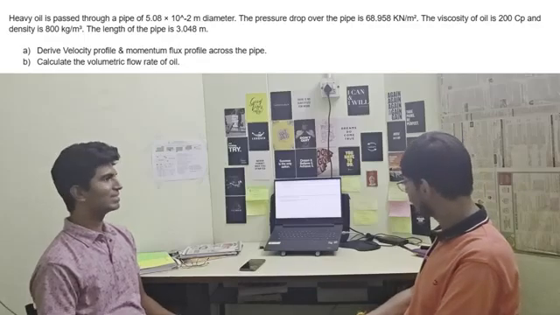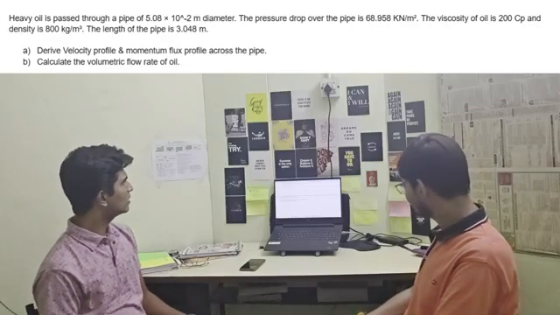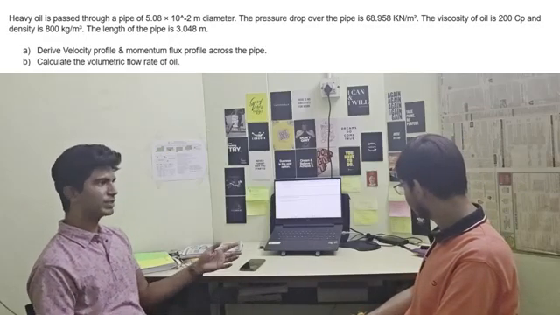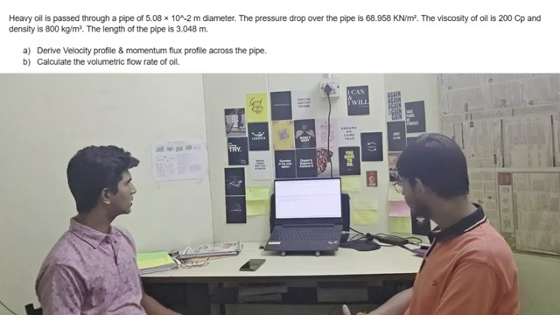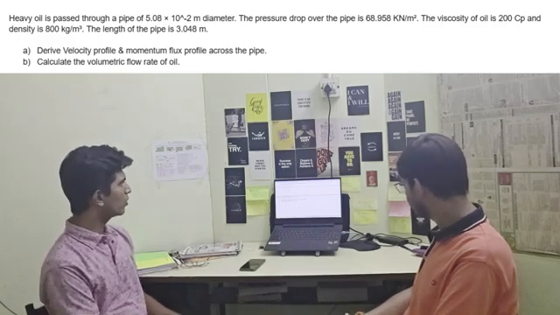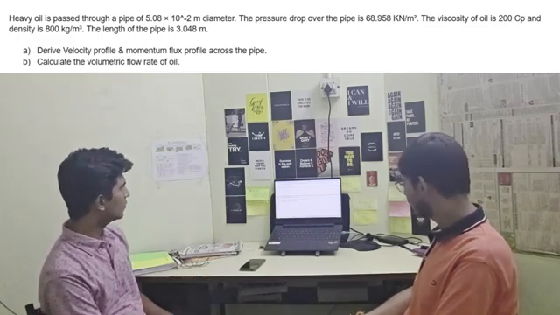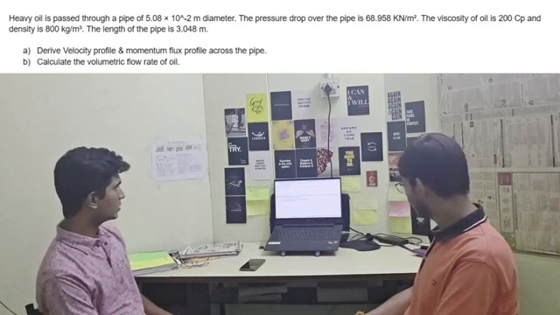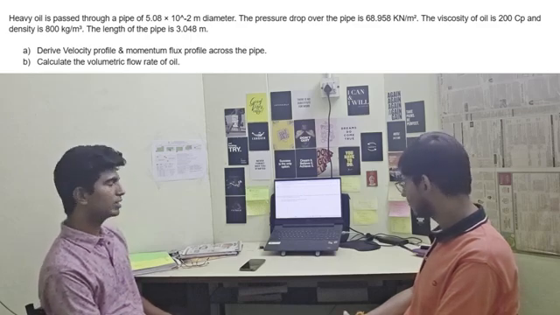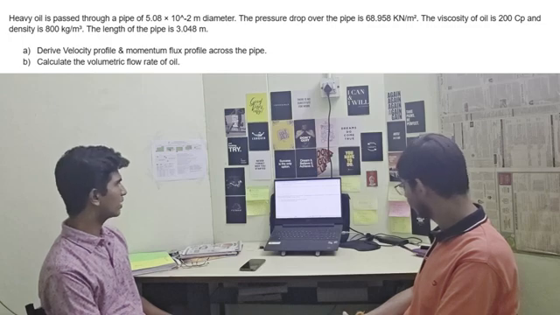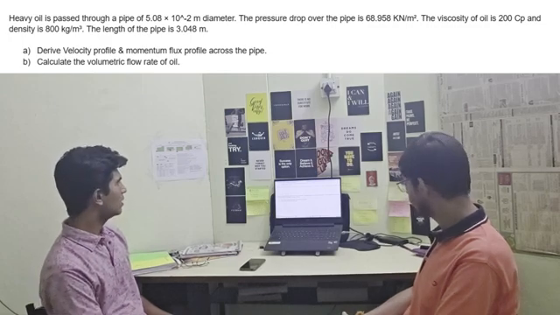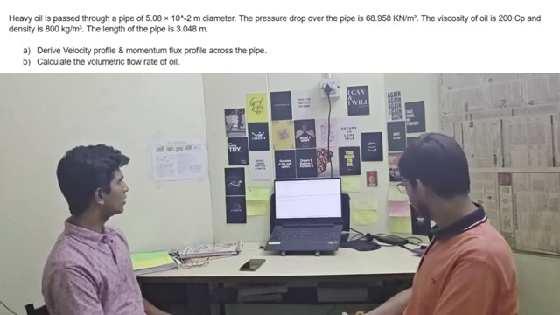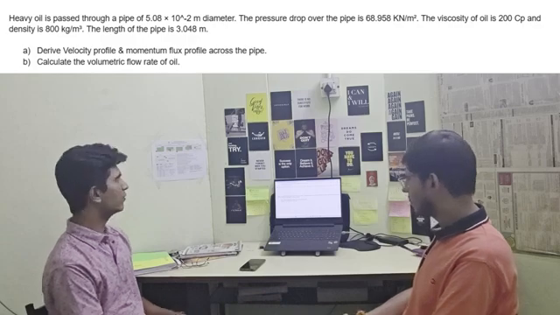Okay Nalin, here's another problem. Heavy oil is passed through a pipe of this much diameter. The pressure drop is given, the viscosity of the oil is given, and the density itself. The length of the pipe is also mentioned. It has two parts. We have to first derive the velocity and the momentum flux profile equation across the pipe. And secondly, we have to calculate the volumetric flow rate of the oil. So how can we approach this?